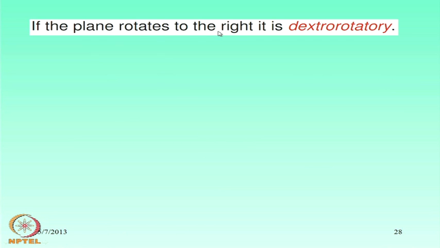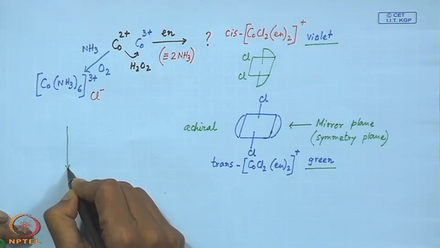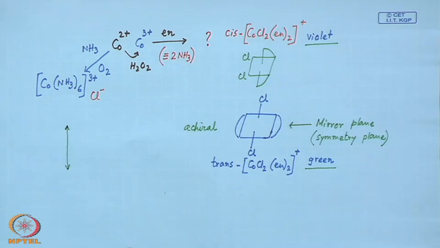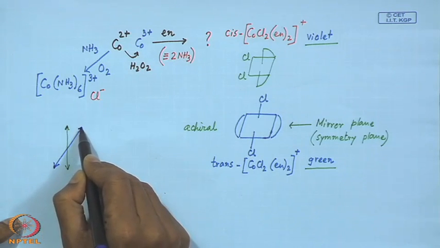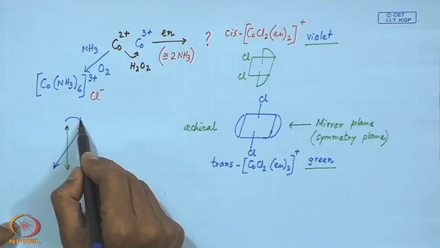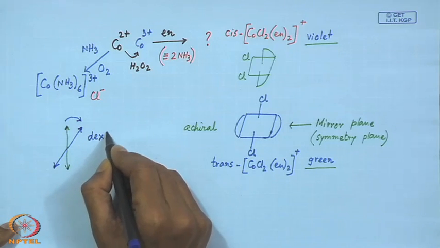If the plane rotates in the right hand direction, we call the molecule a dextrorotatory compound. So, related to the direction of the rotation, we call it dextrorotatory. If the plane polarized light is rotated in one particular direction, towards the right, we call it dextrorotatory.